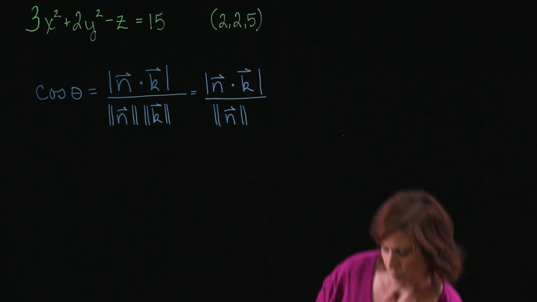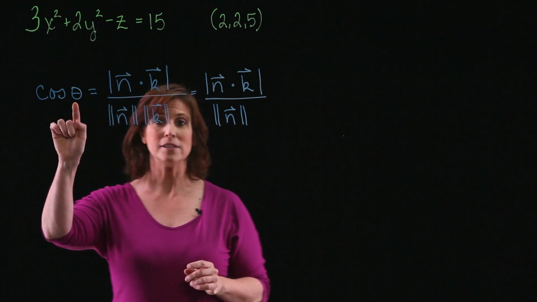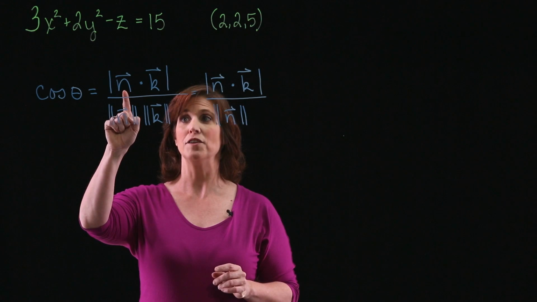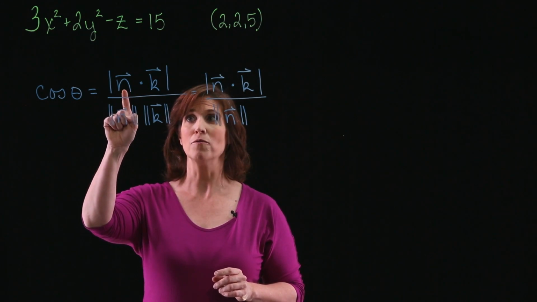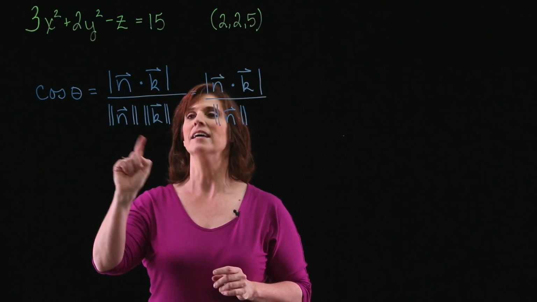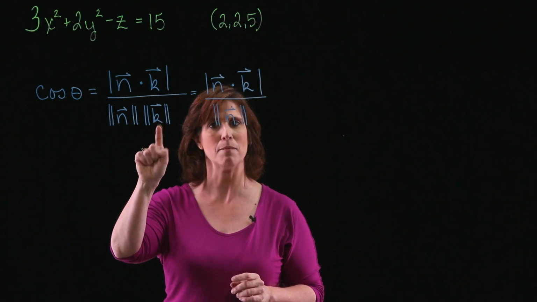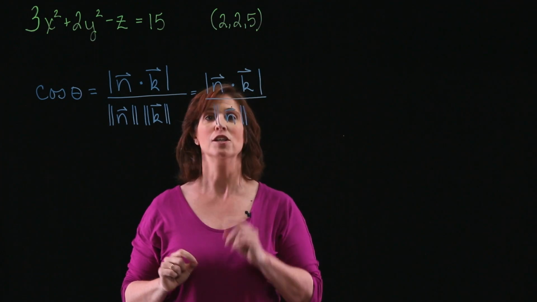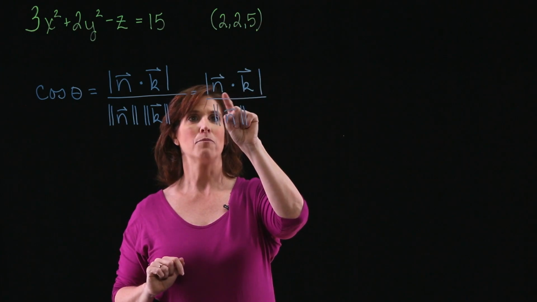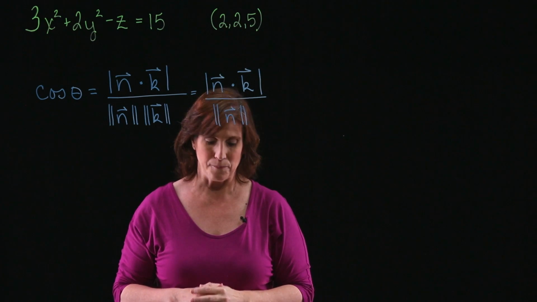Okay, so to calculate that angle, I know that the cosine of my angle of inclination is going to be equal to the absolute value of the dot product of my normal vector n and k, divided by the norm of my normal vector and the norm of my vector k. Now remember, my vector k is a unit vector, so I can simplify this formula to the absolute value of the dot product of my vector n and k divided by the norm of vector n.